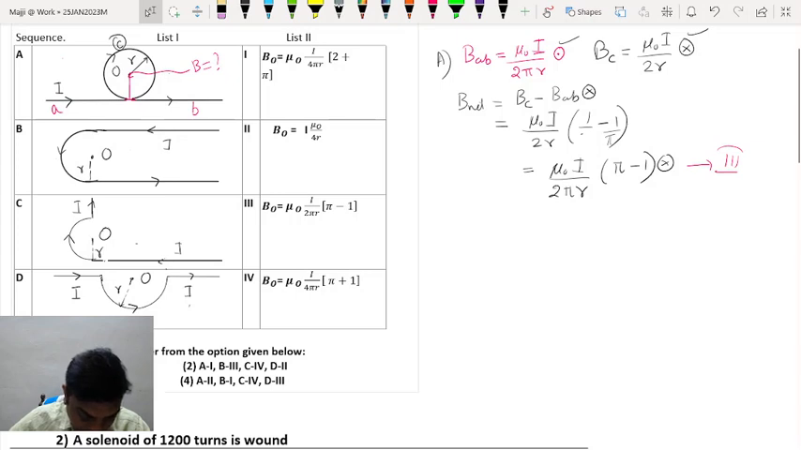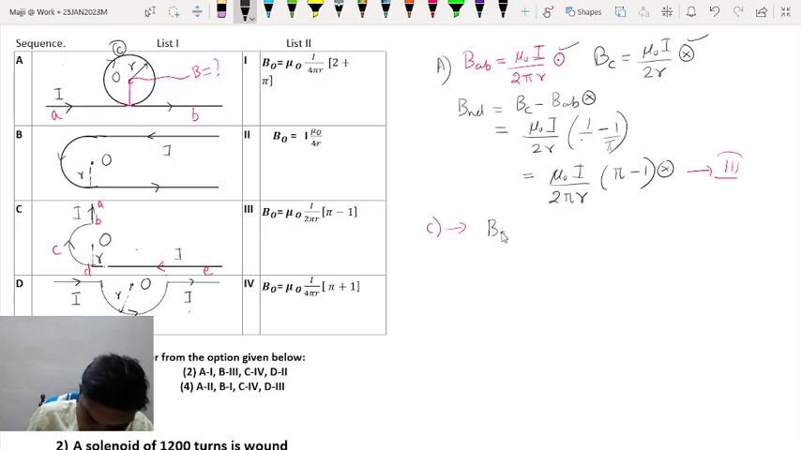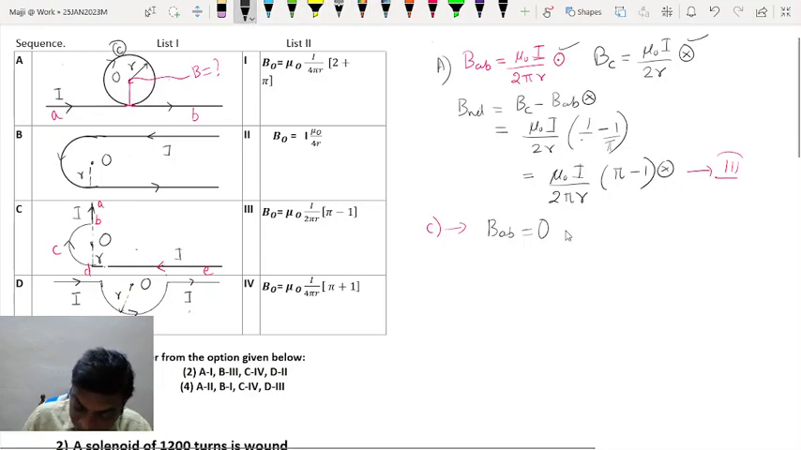So I'll solve for B. B or C, anything is fine. Let us take the case of B because we have only one straight portion and one circular portion. The magnetic field due to the straight wire AB will be zero because the point lies on the axis of the wire. The magnetic field on the axis of a wire is always zero.